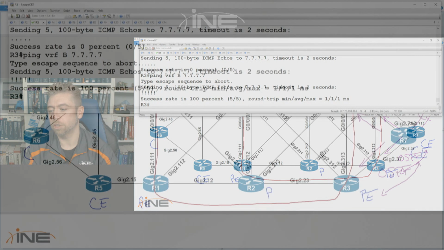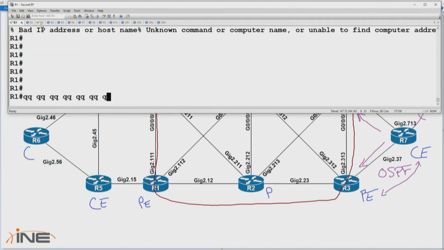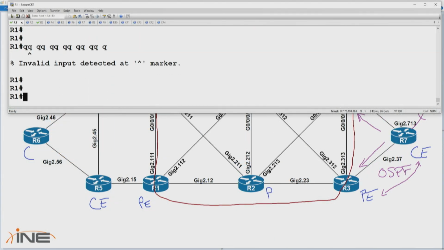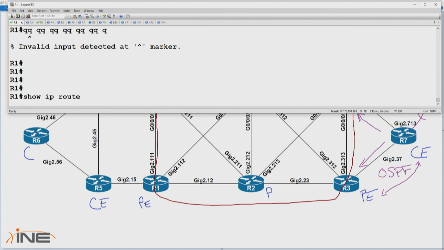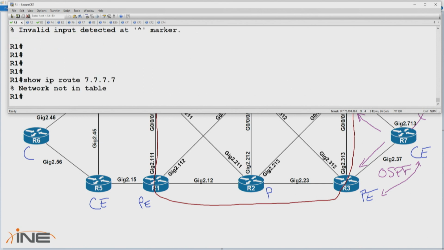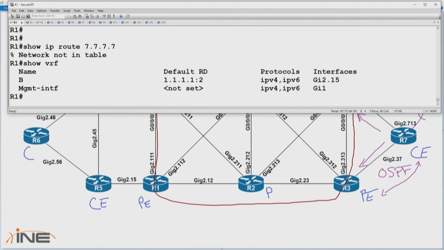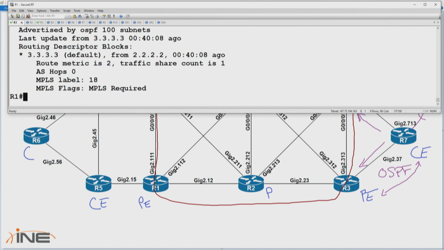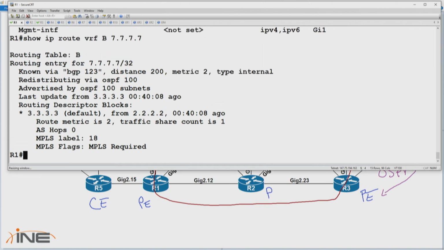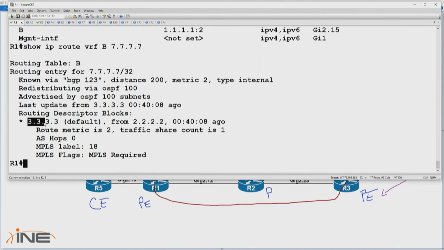For example, if we were to go over towards router 1 and do the same thing, we look in the global table and say, well, how do I get to 7777? The underlay does not know about this. But what are the overlay tables? I have VRF-B as in Brian. Do I know the route in VRF-B to 7777? Yes, I do. It says the exit point out of the service provider network is the hop 3333, and MPLS is required in order to reach that destination.